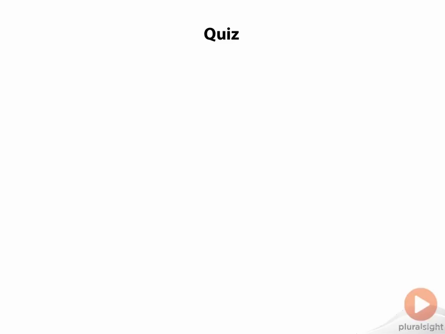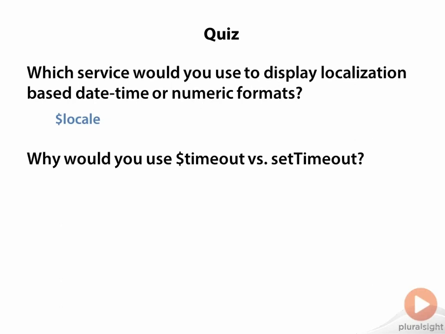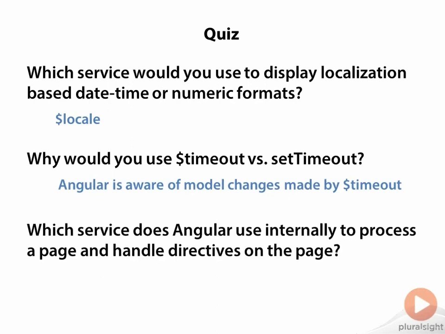Okay, here's another quiz. Which service would you use to display localization-based date, time, or numeric formats? The answer, of course, is locale. Why would you use timeout versus setTimeout? Because Angular is aware of model changes made by the timeout service. Which service does Angular use internally to process a page and handle directives on the page? The compile service.